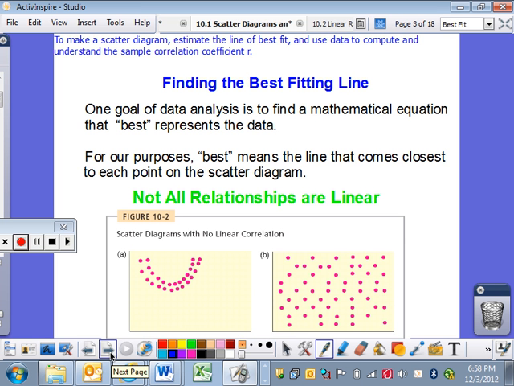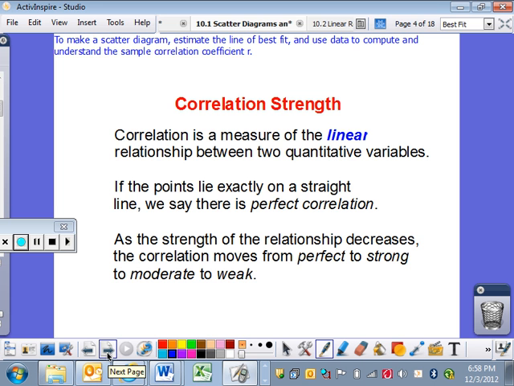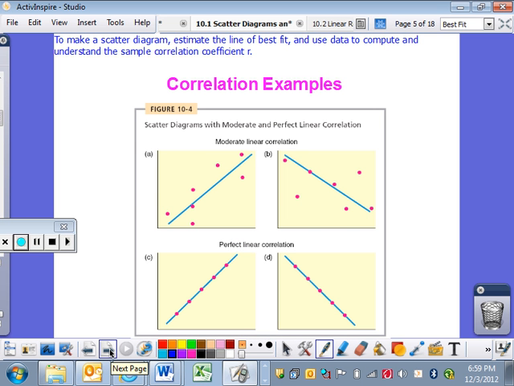So do all relationships make a linear pattern? No. If you ever get some that end up like a smiley face or look like a paintbrush against the wall, they're not linear. Now the ones that you're going to have to create are most likely going to be pretty linear. We're not going to completely waste your time. How strong of a linear relationship is very important though. If the points lie exactly on the straight line, it's called perfect correlation. That is very rare. It goes from perfect to strong to moderate to weak in that order. It's not necessarily a fine line, but you can gauge and make your best guess or estimate.